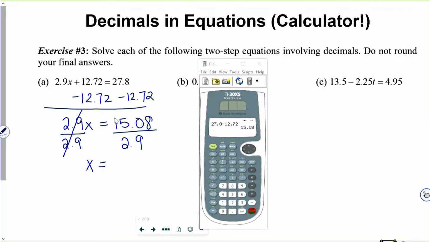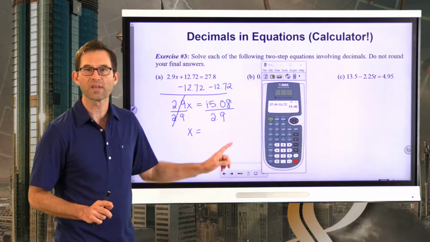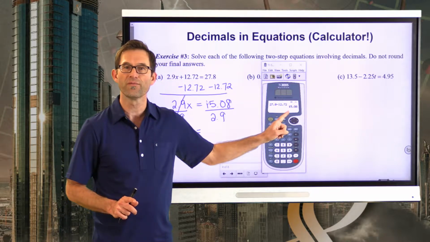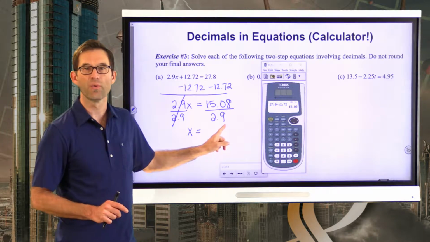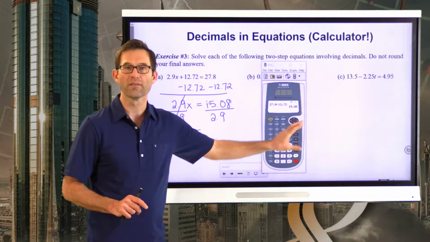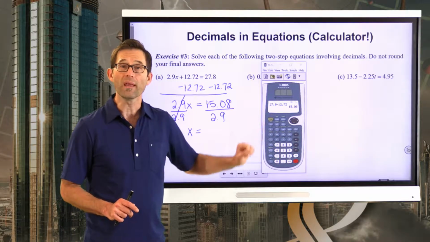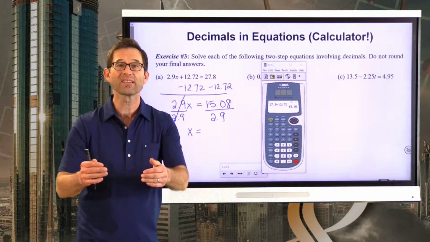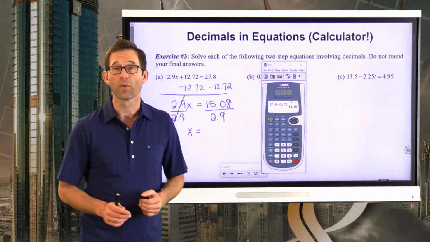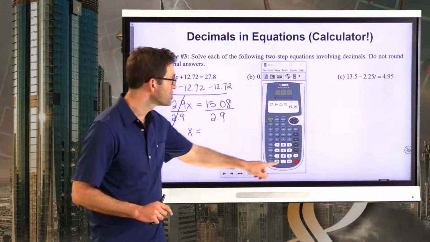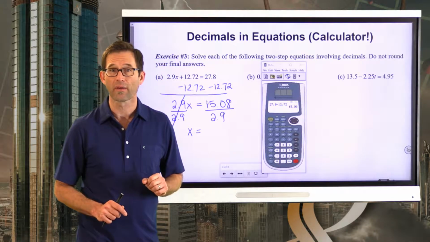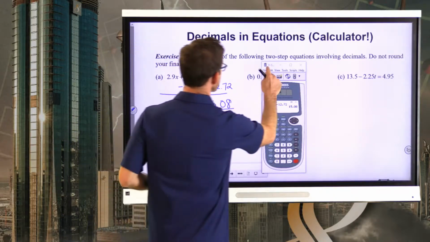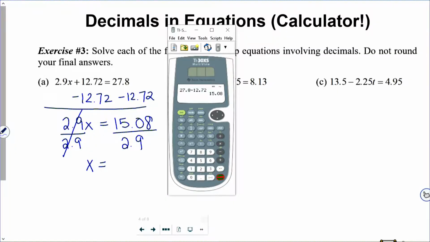Let's break just for a moment and talk about this. Notice I want to take the last answer in my calculator, 15.08, and divide by 2.9. I could easily type in 15.08 divided by 2.9. But many calculators have what's called an answer function, where you can take the last answer you had and do something with it. For me, that button is right above the negative button on my calculator. So instead of typing in 15.08, I'm going to hit my second button and grab my answer.